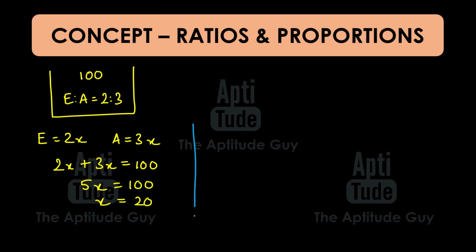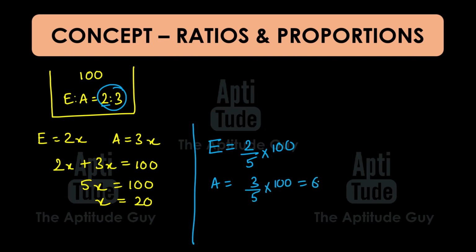Another way to do it is slightly different but more direct and faster. We have to find the number of eclairs. Eclairs is nothing but 2 by 5 into 100. What is 2? 2 is this. What is 5? 2 plus 3 is 5. So 2/5 of 100 is eclairs, which is equal to 40. And similarly, Alpenliebe is 3/5 of 100, that is equal to 60. So you can either use the x method or you can use the direct method. Completely your choice. Whatever you are more comfortable with, you use that. Alright, that's it.